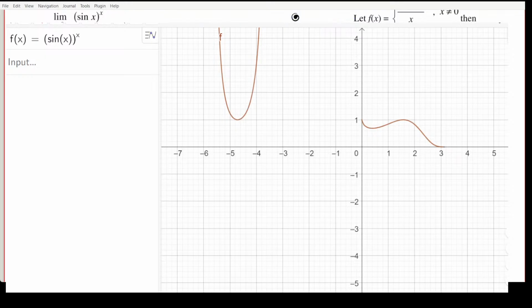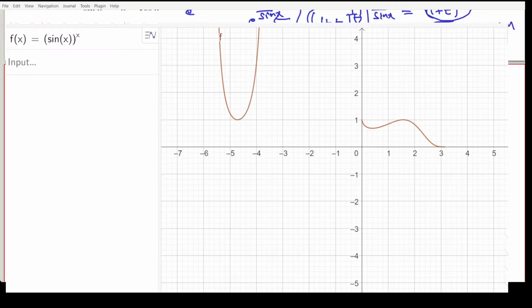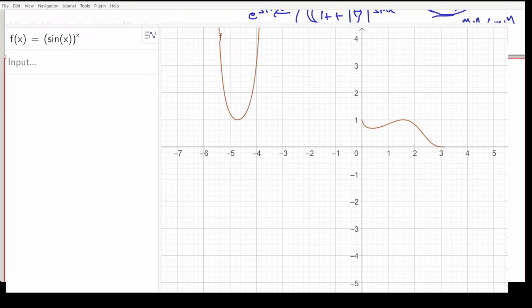Okay, good. Next one. See this? (x minus mod x) by x when x is not equal to 0, and when x equals 0 it is this. We have to find out whether the limit holds or not.